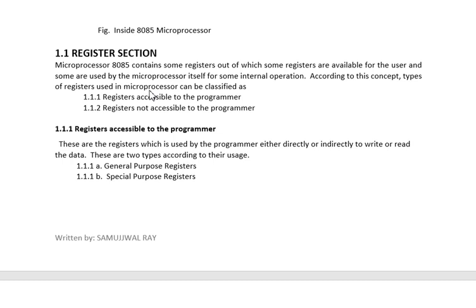Then we'll learn about the registers accessible to the programmer. What types of registers are there? In registers accessible to the programmer, there are two types. One is the general purpose register, used for general purpose, and some special purpose registers are there. Some special functions are performed using those registers, which are called special purpose registers. First we learn about these general purpose registers.